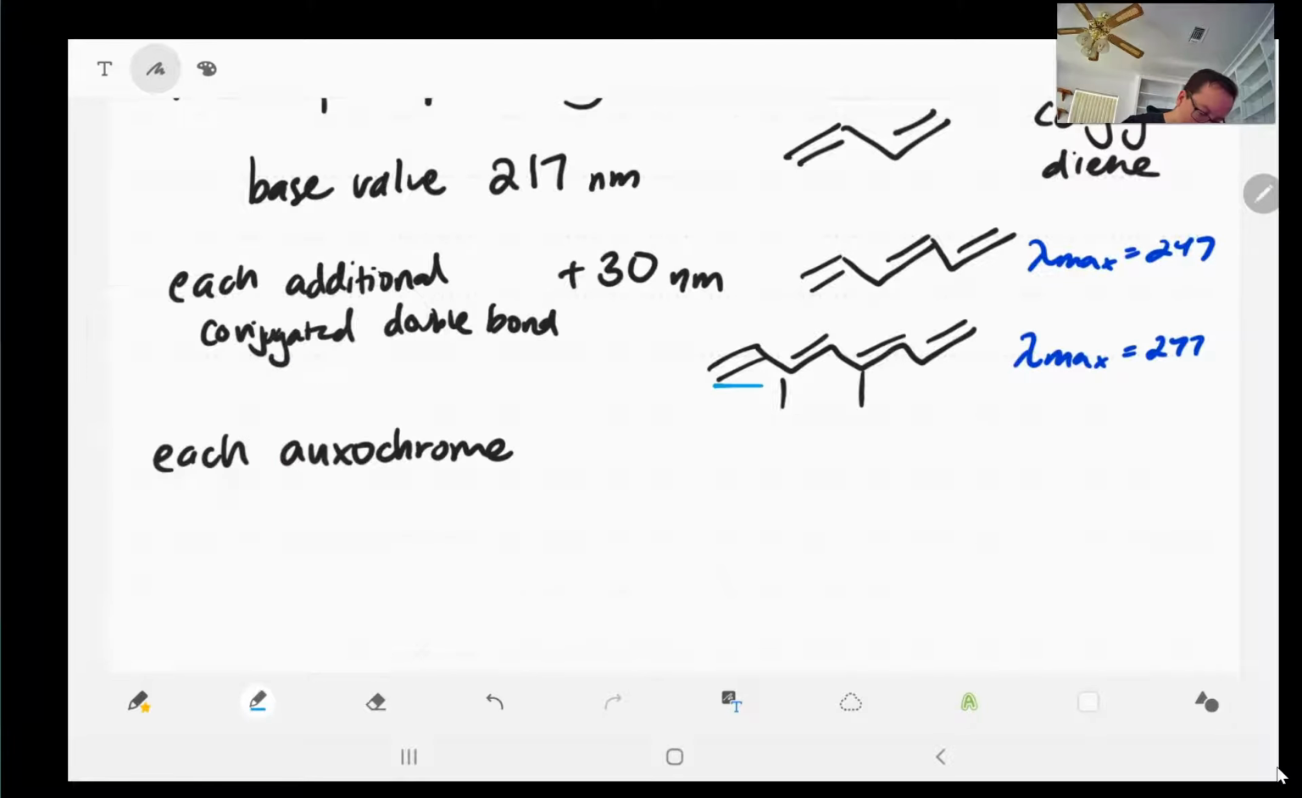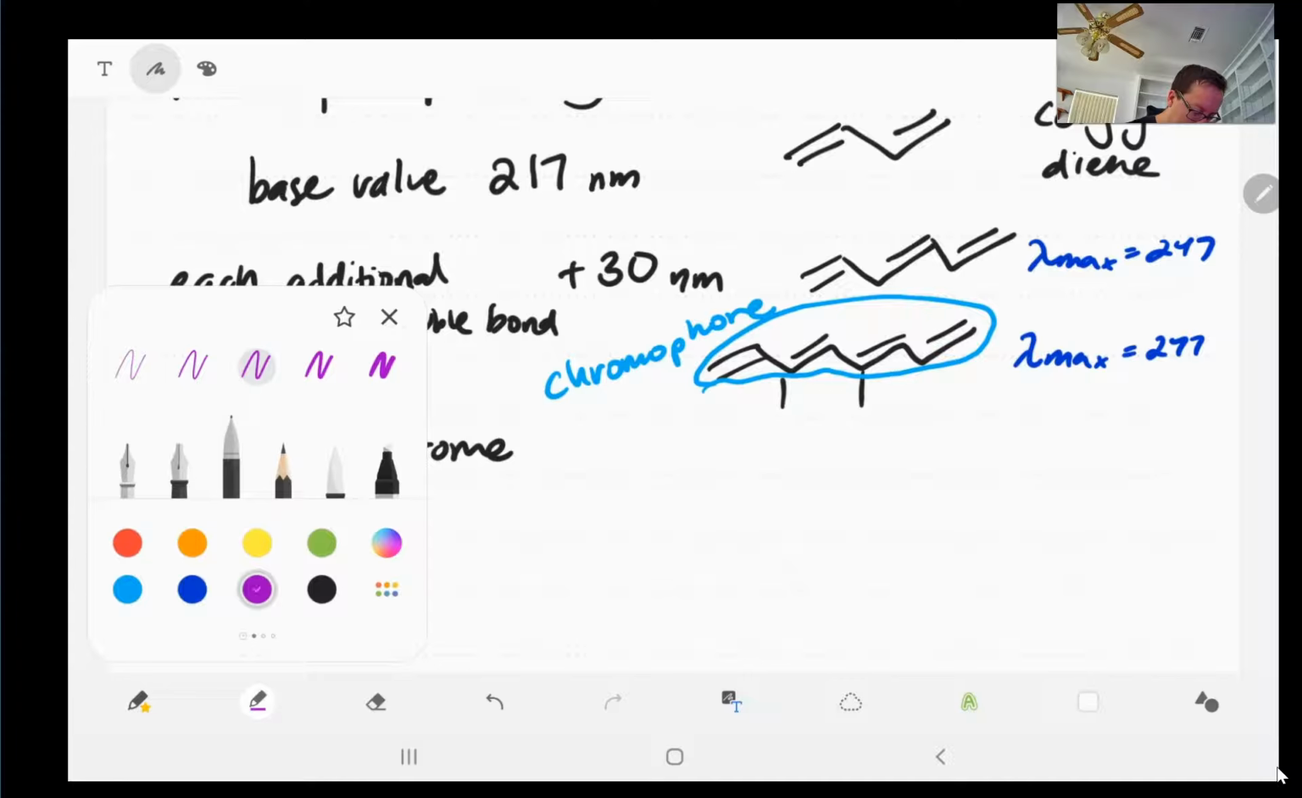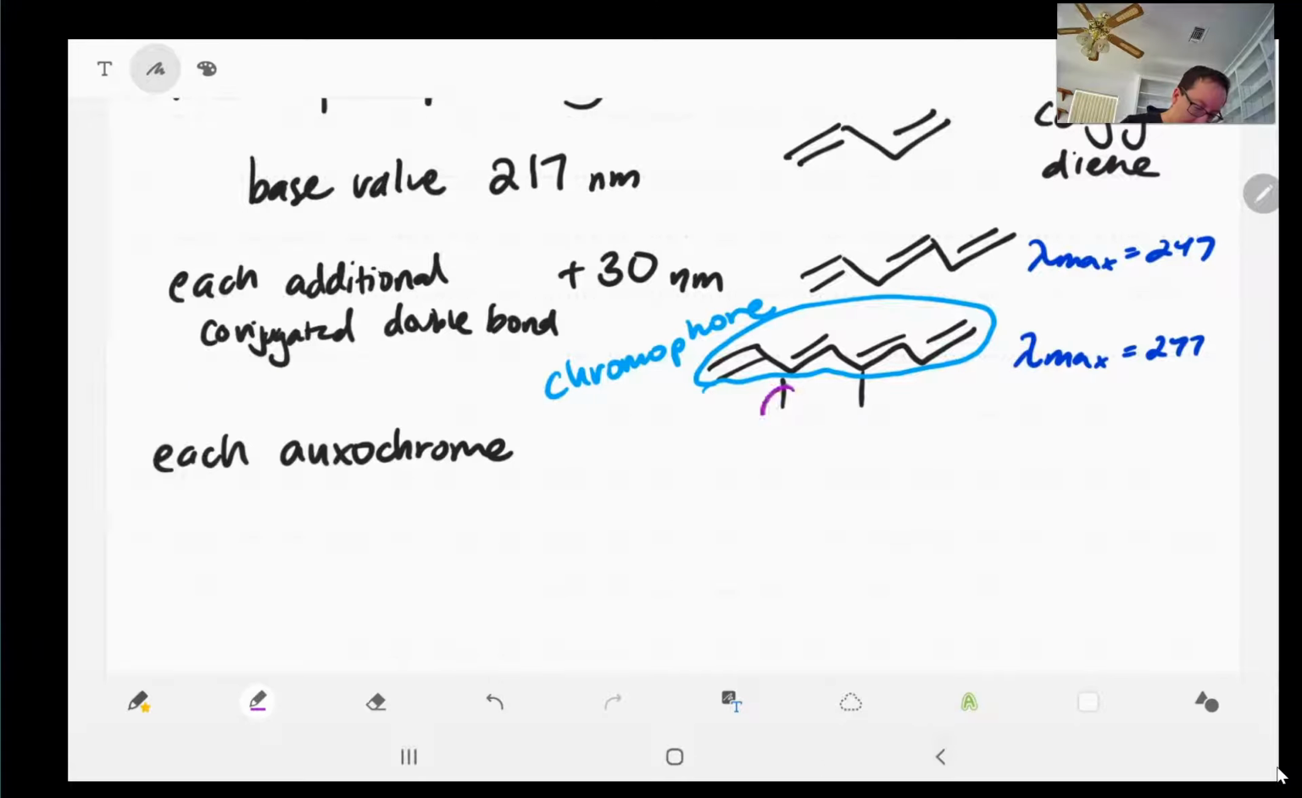I can go ahead and do this. So this part of the molecule here, we call the chromophore. So it's where the kind of color is coming from. Chromo means color in Greek, Latin, I think it's Greek. And the other bits here that are not conjugated, that are just kind of existing, those are called auxochromes. So they're auxiliaries. They're just kind of extra stuff.